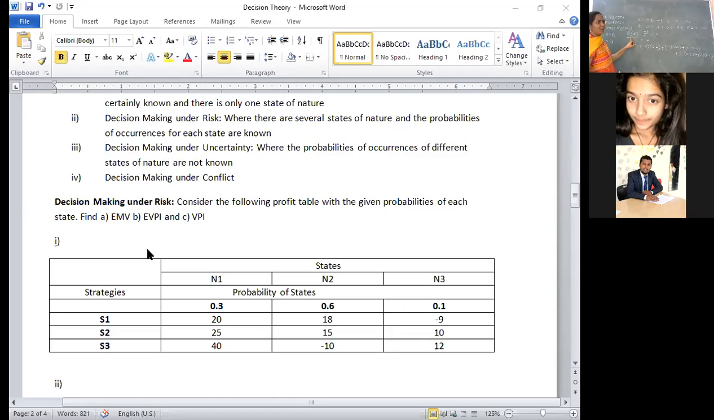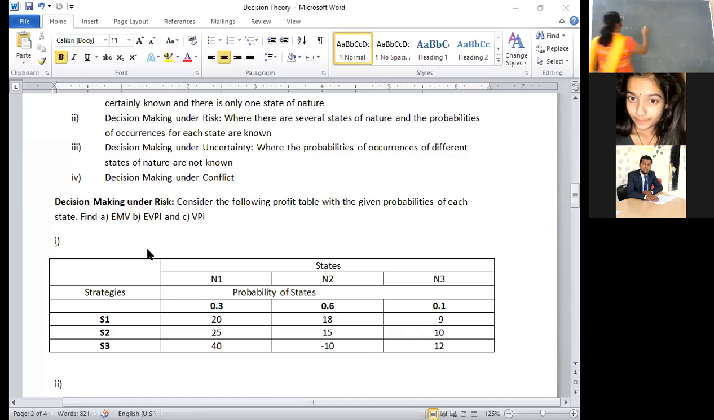Right now, you understood how to calculate expectation of a random variable. We multiply the corresponding random variable into the corresponding probability, and summation is why we are adding it. Here, the same way, decision making under risk, the first method is expected monetary value. Expected means expectation of it.